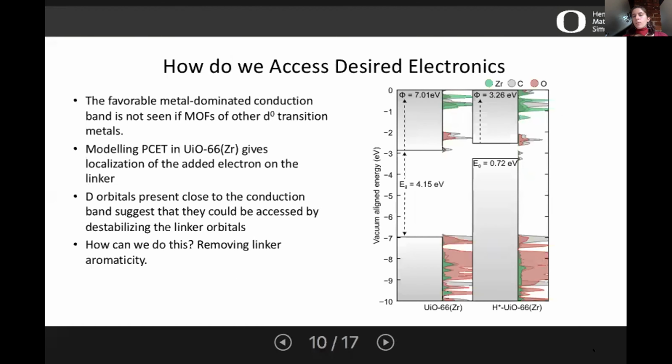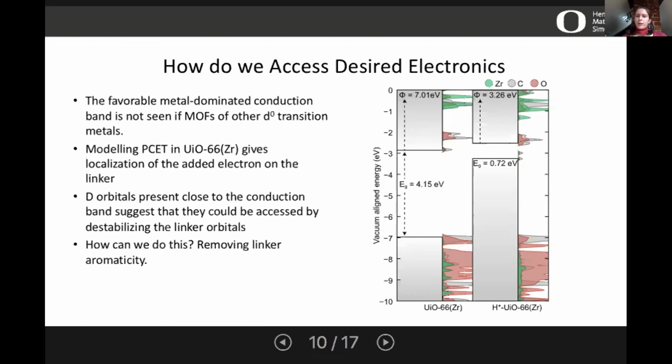So now we have a MOF that is photoactive and has these desirable qualities for photoactivity. But how do we access these desired electronics in other MOFs? And unfortunately, the favorable metal domination of the conduction band that we see in titanium MOFs is not universal for other d0 metal organic frameworks. On the right, you can see the density of states for UiO-66, which is a zirconium 4 MOF with a really similar structural topology to MIL-125.